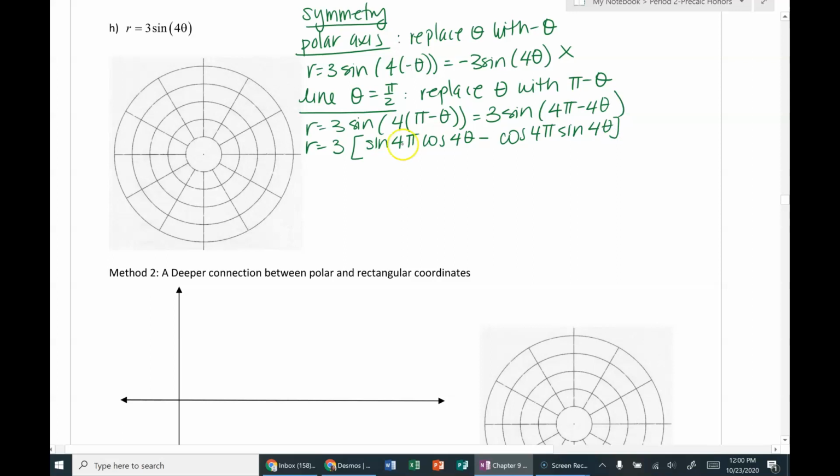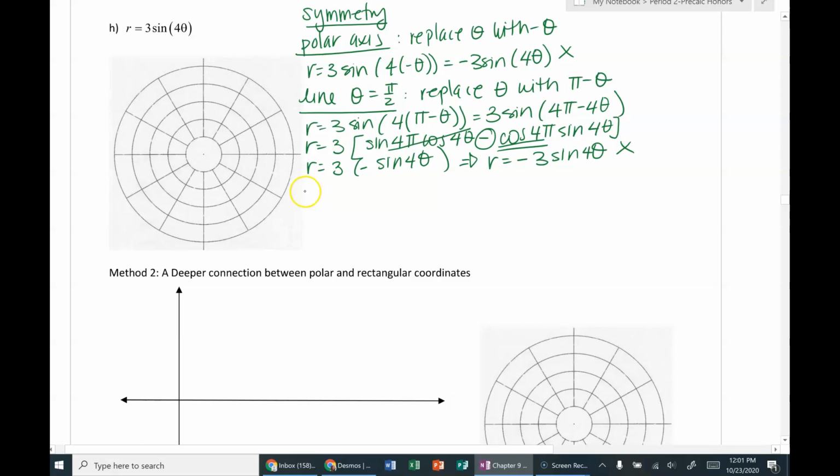Okay, sine of 4 pi, that will disappear because that's 0. Cosine of 4 pi, that's going to be positive 1. So r equals 3 times negative sine of 4 theta. Because remember, this is positive 1, but this is a minus sign, so that stays. So this is r equals negative 3 sine of 4 theta. Again, not the same as the original. Currently, both of them are not symmetric.